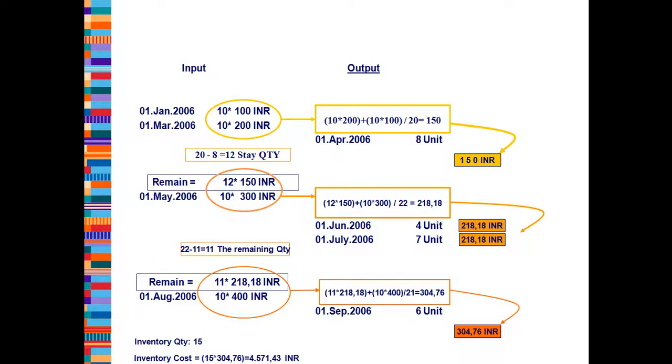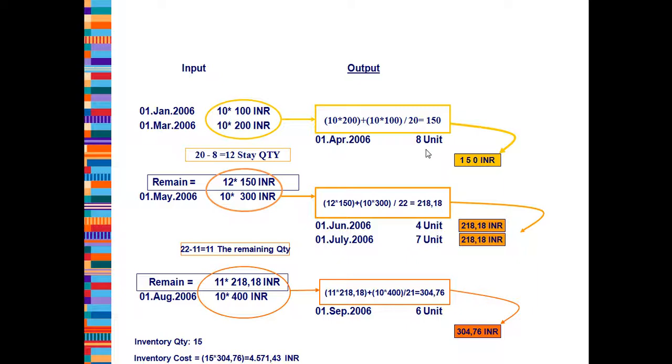If I consider one example, suppose we have two columns, inputs and outputs. The input consists of purchase details and the output consists of sales details. Suppose on 1st of Jan, I purchased 10 units of material with a unit price of 100 rupees. And on March 1st, I purchased 10 materials with a unit price of 200 rupees. Now the average unit cost becomes 10 into 200 plus 10 into 100, divided by the total quantity of material, that is 20, equal to 150. So 150 becomes the unit cost for each material.